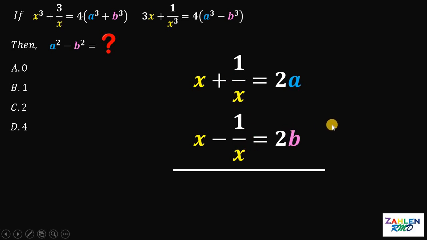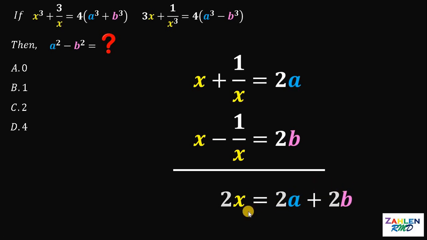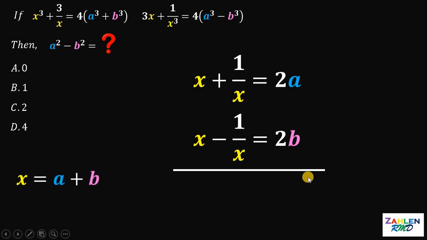So let's add these two equations. If we do that, we get 2x equals 2a plus 2b because 1 over x and negative 1 over x cancel out. Now since all the numerical coefficients are 2, we can divide all terms by 2. This will give us that x equals a plus b. Now again, let's set aside this result. So what will happen instead of adding, if we subtract the second equation from the first? At this point, x and negative x cancel out.